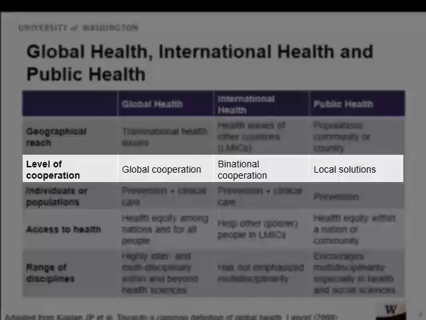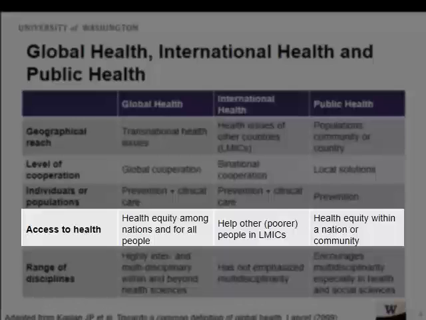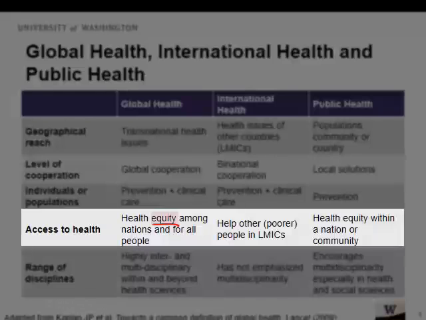With regard to individuals or populations, both global health and international public health touch on prevention and clinical care, whereas public health essentially is about population prevention. And with regard to access to healthcare, global health and public health both emphasize equity. And this is an important point. Equity. But in global health, the equity is among nations and for all people, while in public health, it's equity within a nation or a specific community.